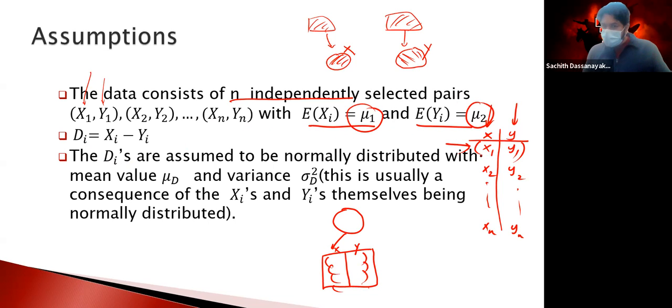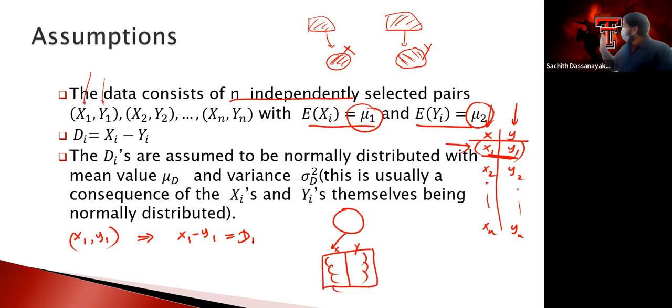Consider one pair, x1 and y1. You can find the difference between these two values, x1 minus y1. We denote it by d, let's say this is d1. D means the distance between those two, or simply what you get once you subtract y1 from x1. Normally we call it d, that gap. So di means the difference between any pair.